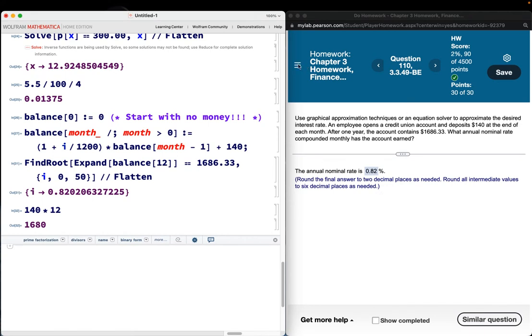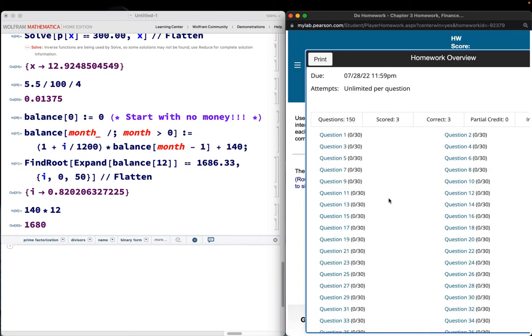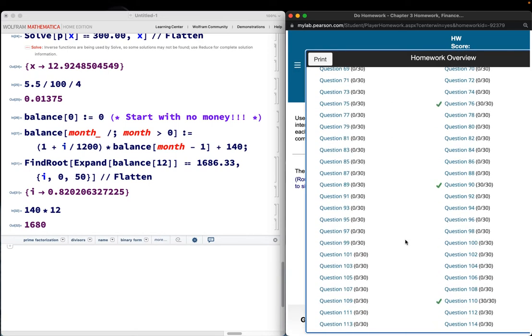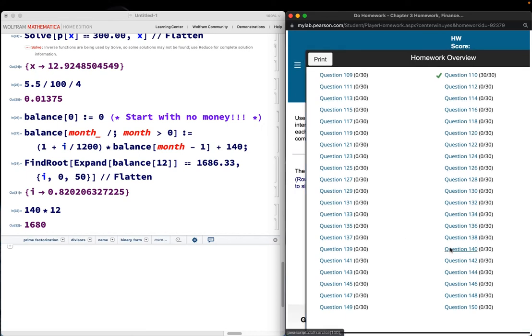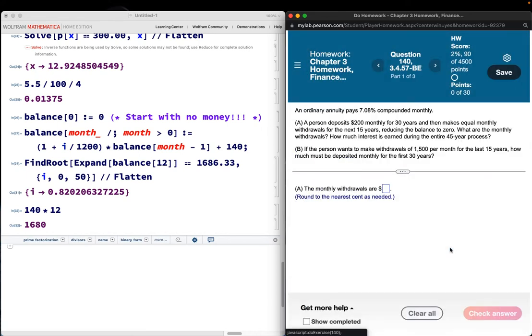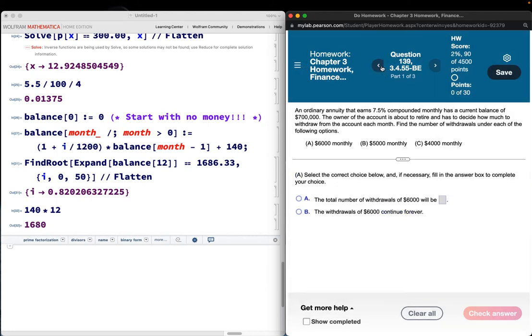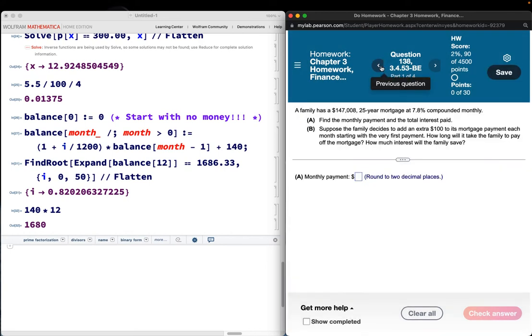So let's try another one of these problems. Let's try a mortgage problem. Those are kind of interesting. Those are fun. Let's see. This is an annuity problem, so it's not, okay, let's see. Okay, so this is a fun problem. This is number 138 in your chapter 3 homework. This is a challenging problem.